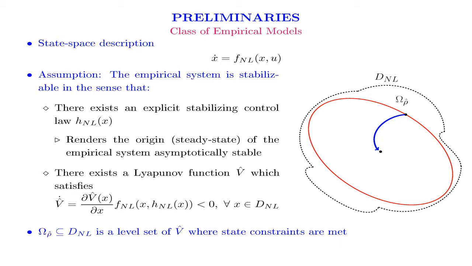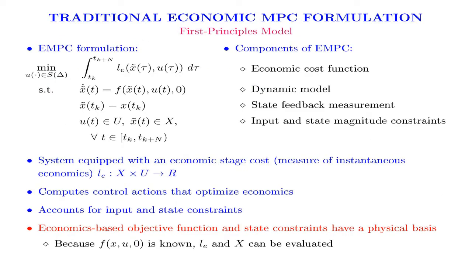Also, there exists a Lyapunov function on V hat, which satisfies this inequality constraint. We now define a general formulation of a state feedback economic model predictive control. The main characteristics of a state feedback EMPC are the criterion for optimization. So we have a general objective function that does not require any specific form, and an internal model that allows the prediction of future behavior.